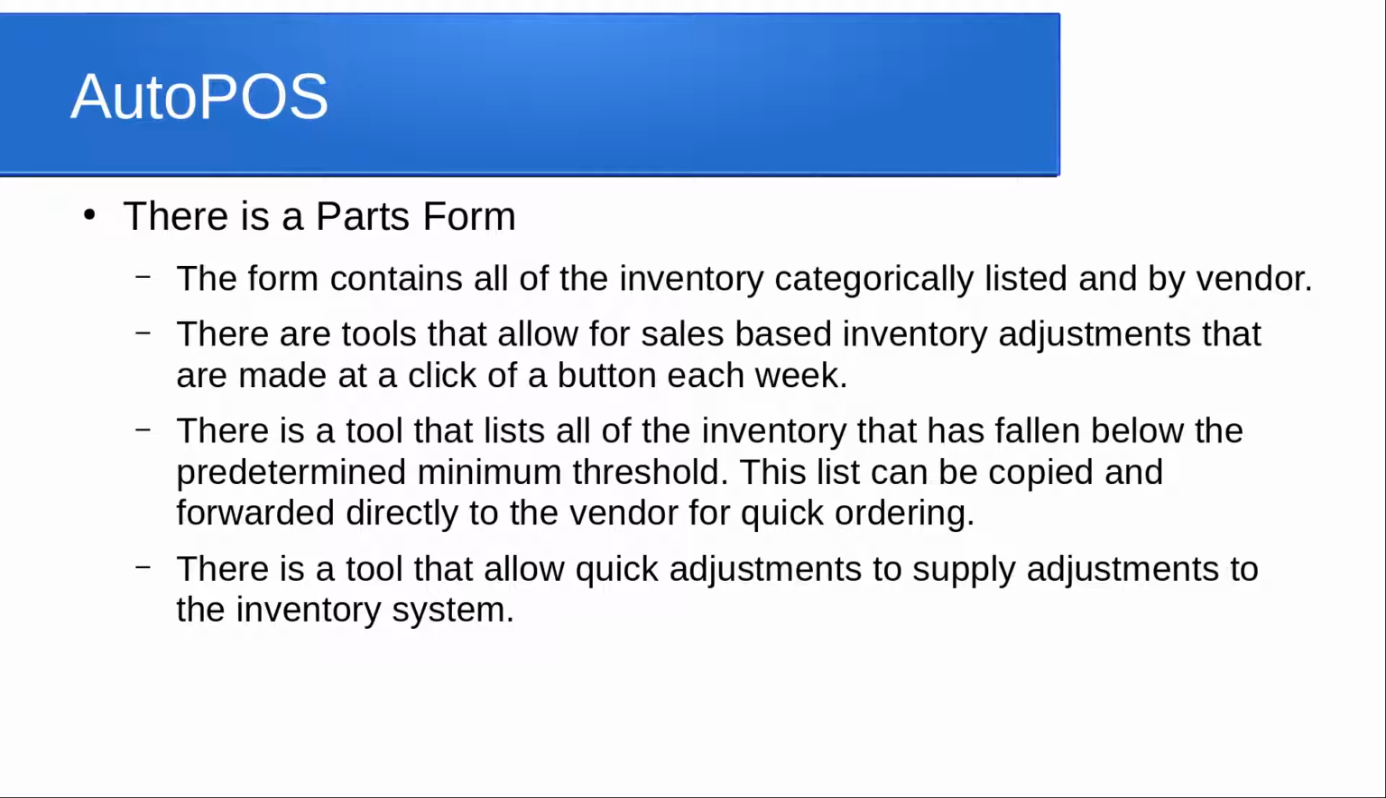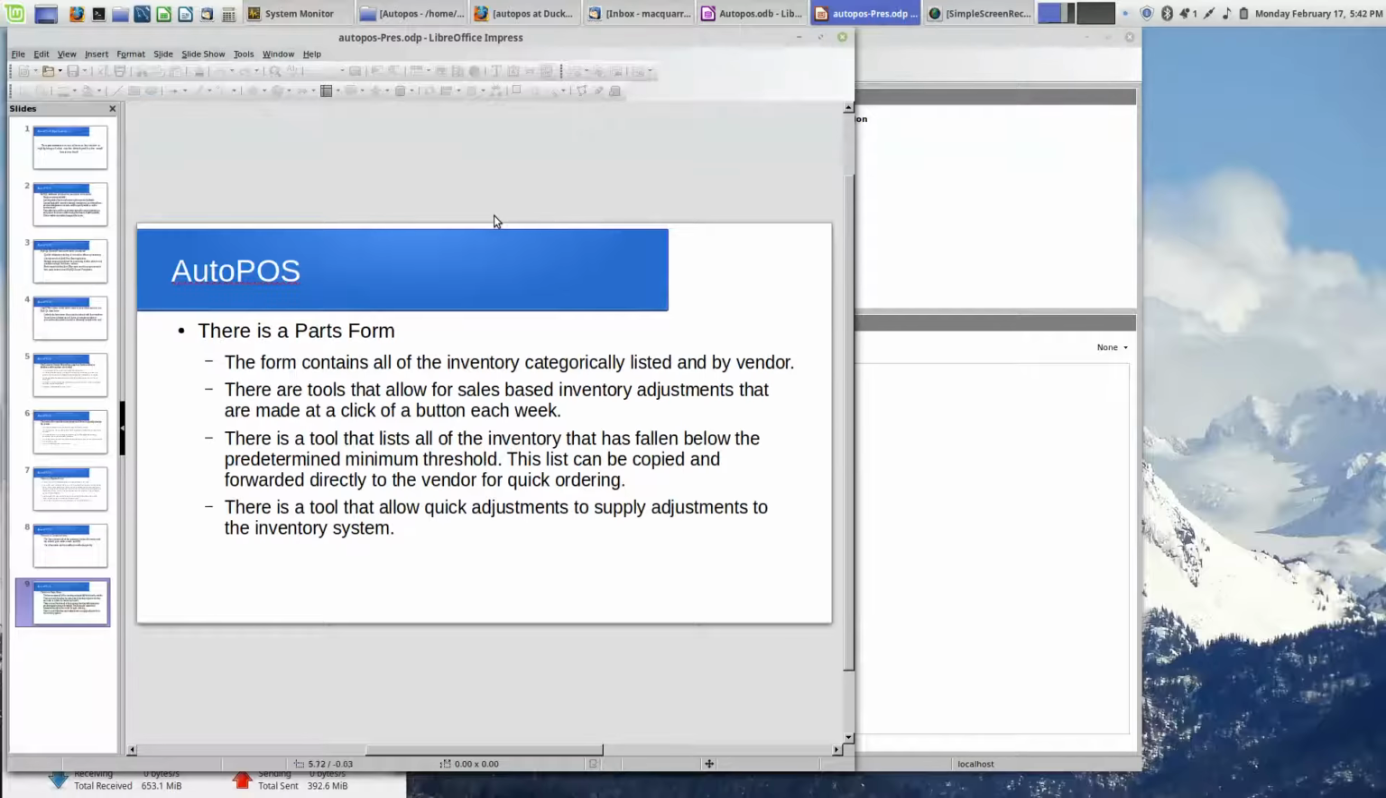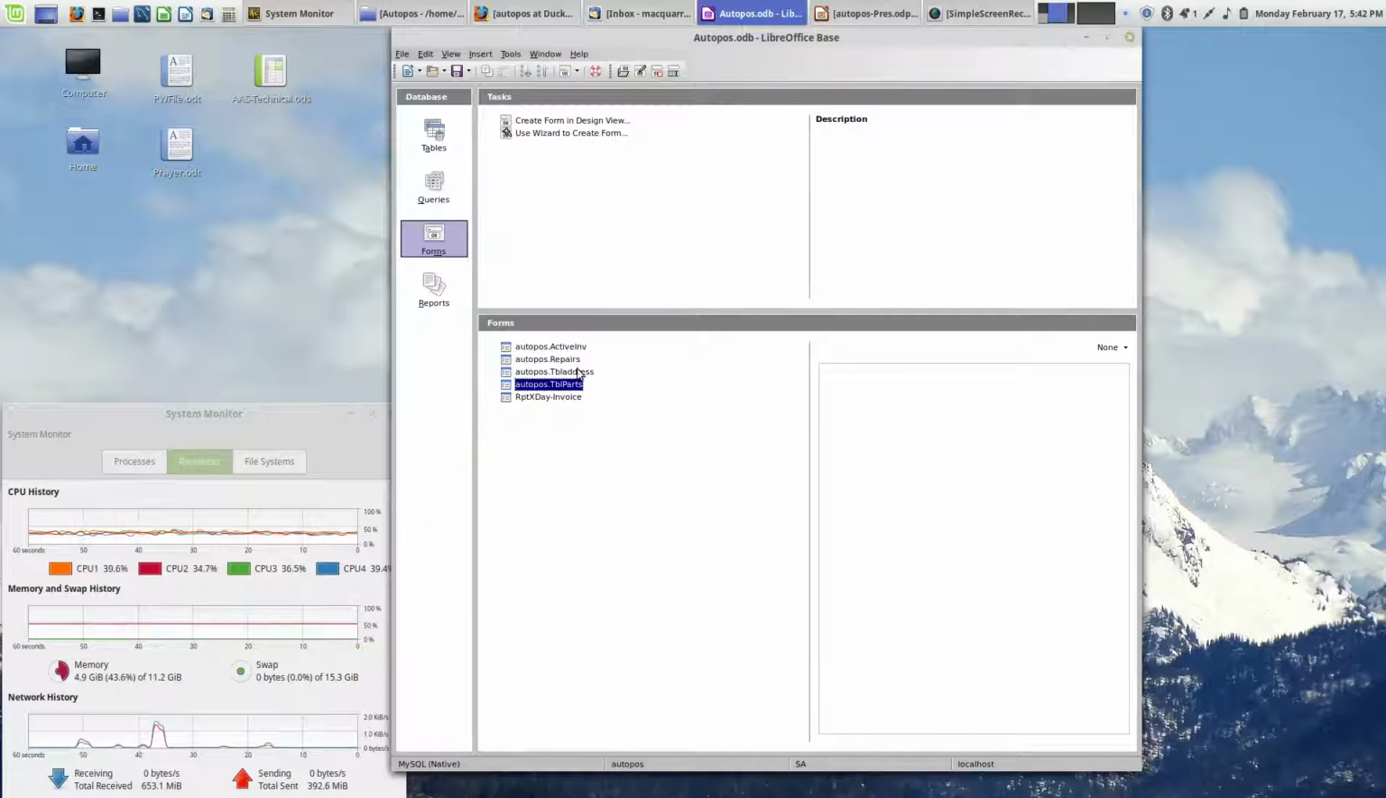The other one is our parts form. I'm going to show you this in just a moment. The form contains all our inventory categorically listed and by vendor. There's multiple tools there. One allows sales-based inventory adjustments that are made at the click of a button each week. It's a tool that lists all the inventory that's fallen below the predetermined minimum threshold. And then there's another tool that allows for quick adjustments to the inventory itself. And with that said, I thought I would show it to you a little bit.